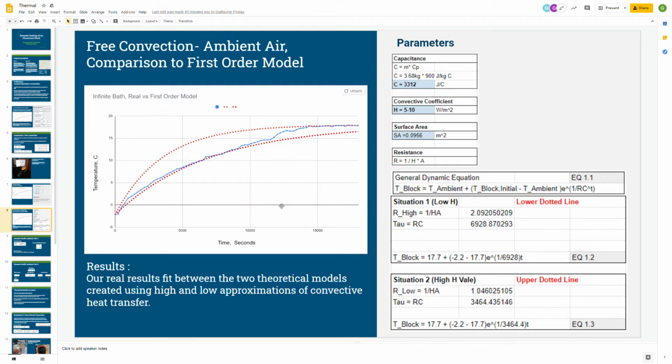And then we created our theoretical models. Like before, when I said the free convective heat transfer coefficient of air varies, we created two resistance values, an R high and an R low, based on these two H values. In the case of R high, we have this dotted red line. And in the case of R low, we've got this upper dotted red line. We see that with these two approximations, our actual results fit somewhere in the middle, which is what we would expect.